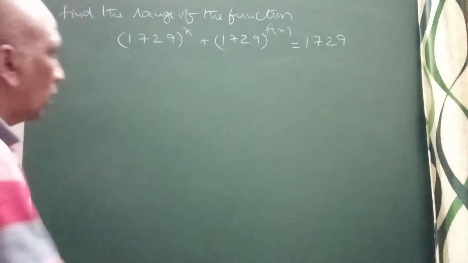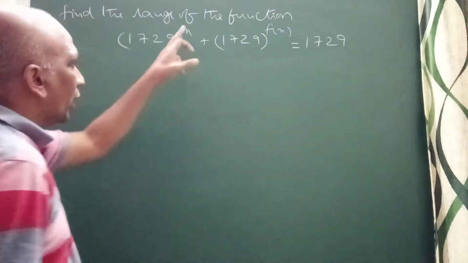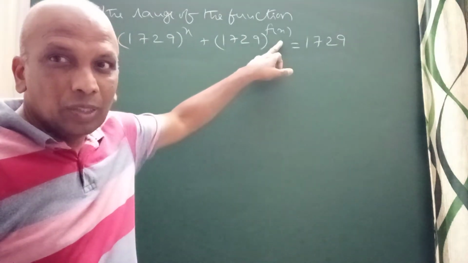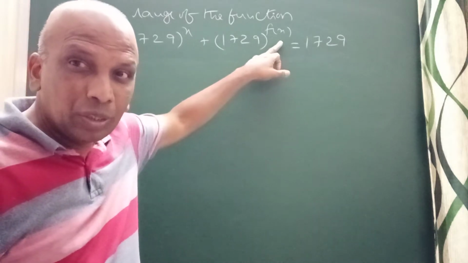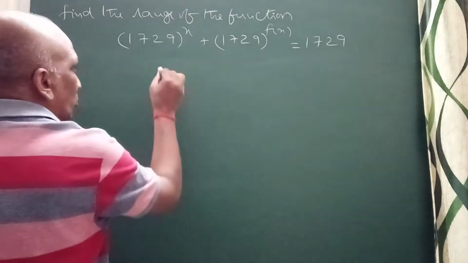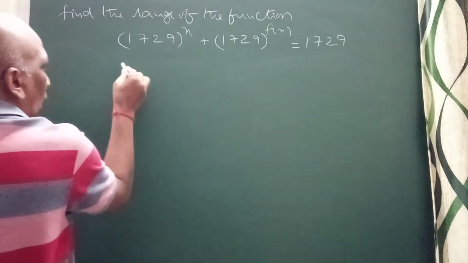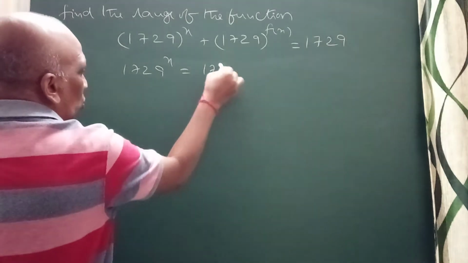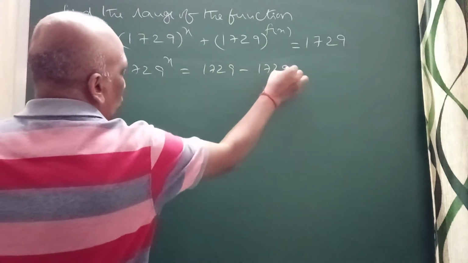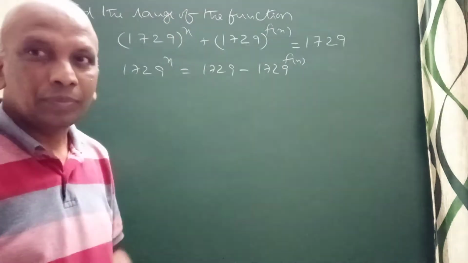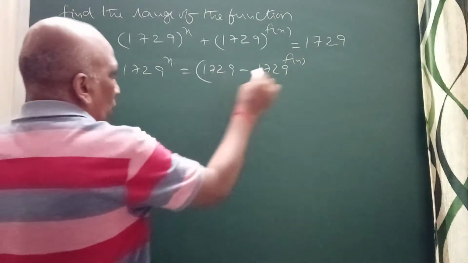Now you can observe, when they are asking the range of this function, x is the input, related to the domain, and f of x is the output, which is related to the range. So finally I want the f of x value. To find f of x, if we transfer that side, I will get 1729 to the power x is equal to 1729 minus 179 to the power f of x. Then apply the definition of logarithm.